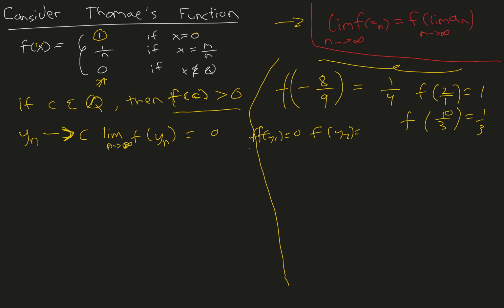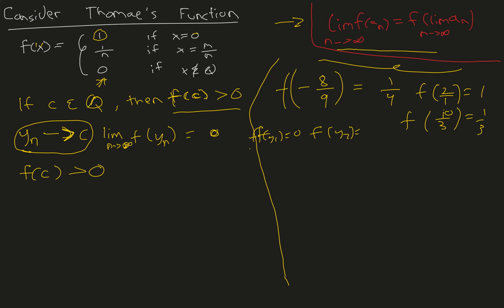Okay, now what next? We have that f of c, which is f of the limit. This sequence tends to 0. But remember, from this statement, to prove that a function is continuous, we have to say the limit of f of an is equal to f of the limit of an. So the limit of an, which is the limit of yn right here, is c. So the limit of yn is c, and f of that limit, f of c, we know is always greater than 0.